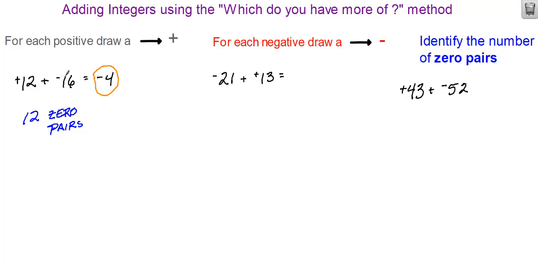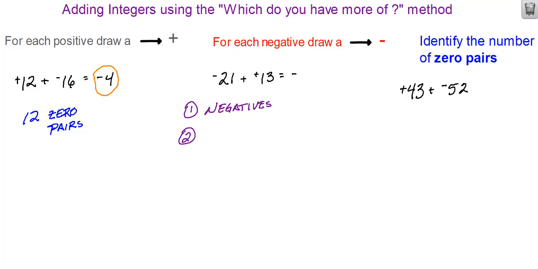So which do we have more of? Well, we have more negatives. How many more? We have 4 more, because 12 were canceled out. So let's do the same thing here. And here's another way that you can think about this. You can ask yourself 2 questions. Question 1, which do you have more of? In this case, we have more negatives. If we were drawing them out, we would see 21 negatives and only 13 positives. So we have more negatives.